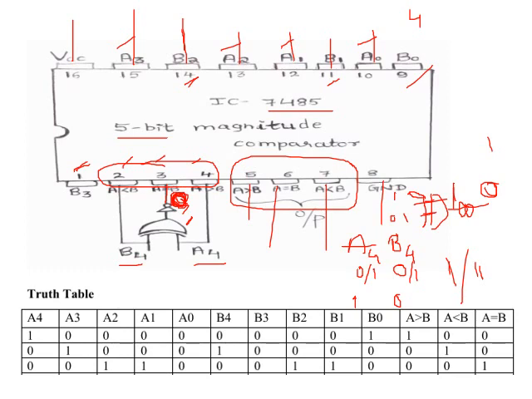So when A is not equal to B, which one is greater, A4 or B4? If we take A4 greater than B4, that is 1 and 0, what are we doing? We are simply connecting A4 to A greater than B and B4 to A less than B. So if A4 is greater than B4, that signal 1 will reach the A greater than B input, correct?